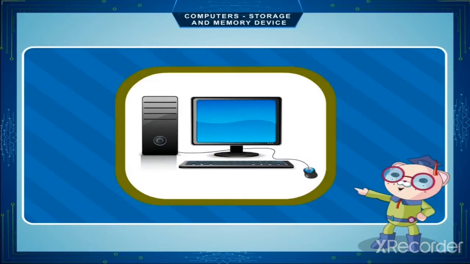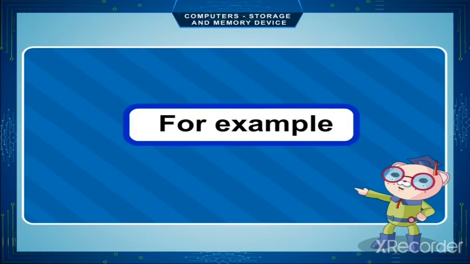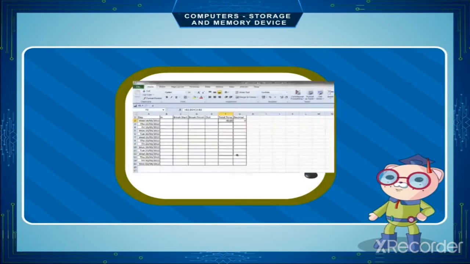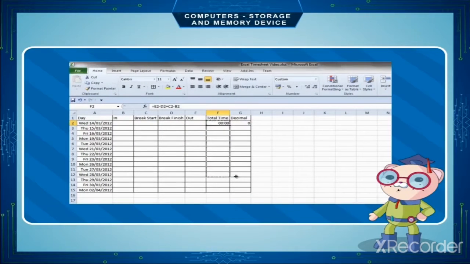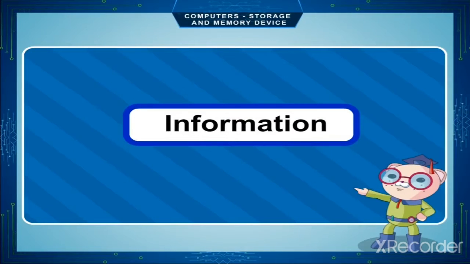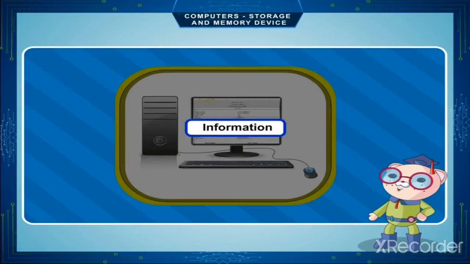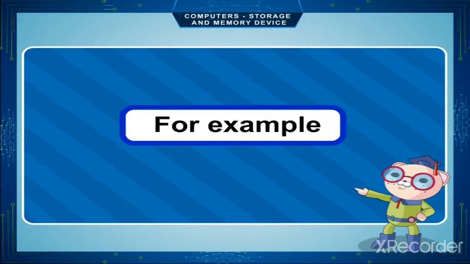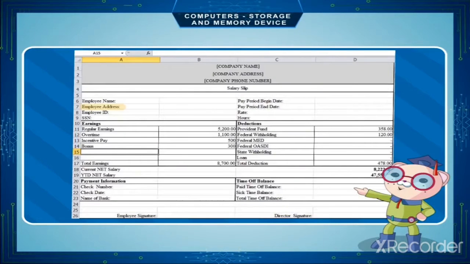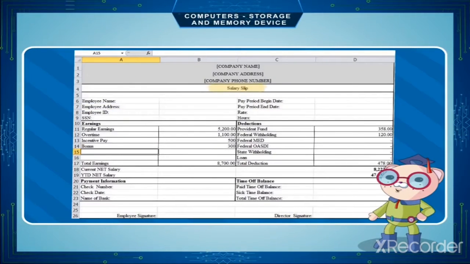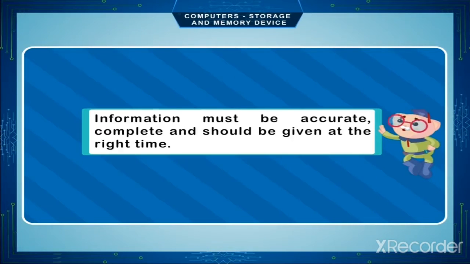Data, raw facts that have been collected but not organized are known as data. For example, details of employees and hours worked by them. Information, when data is organized in a useful way, it is called information. For example, address of employees, their pay slips, etc. Information must be accurate, complete, and should be given at the right time.